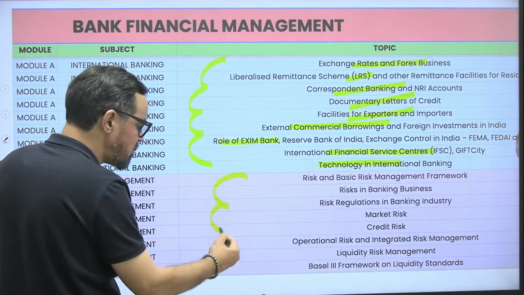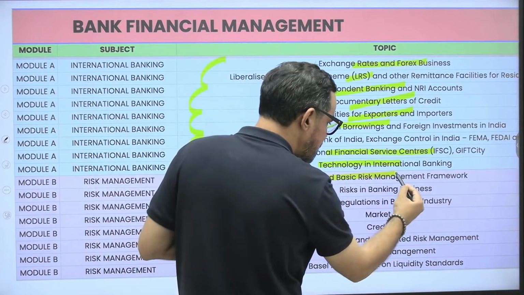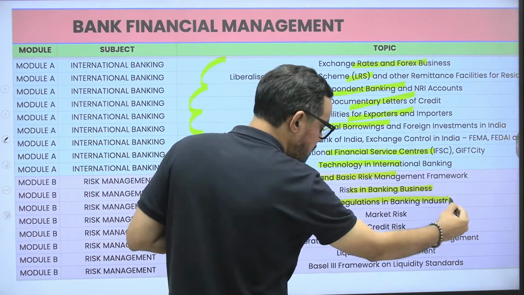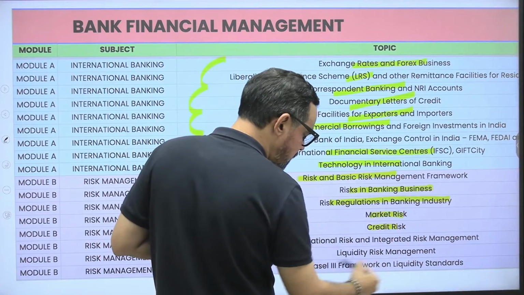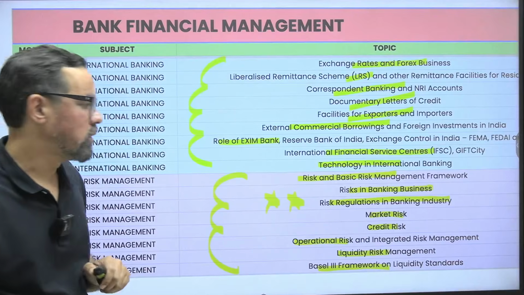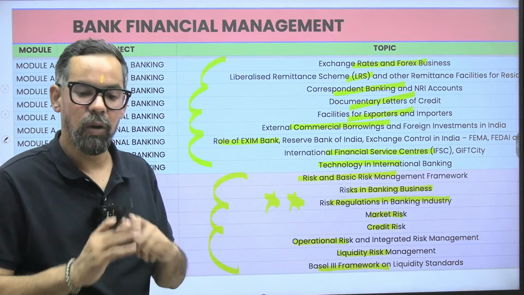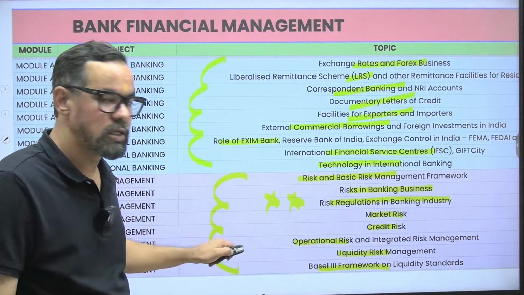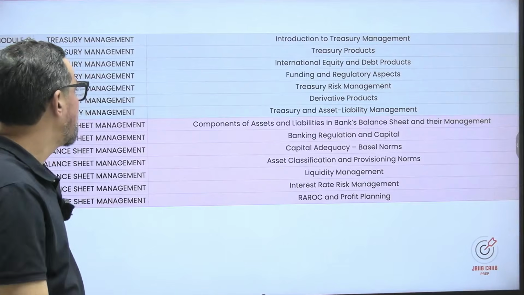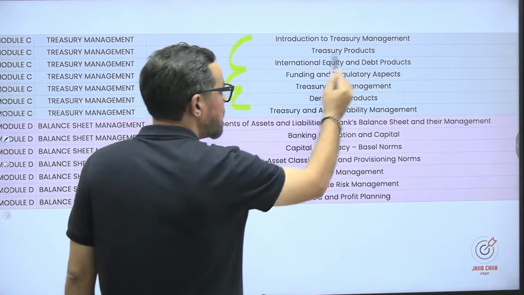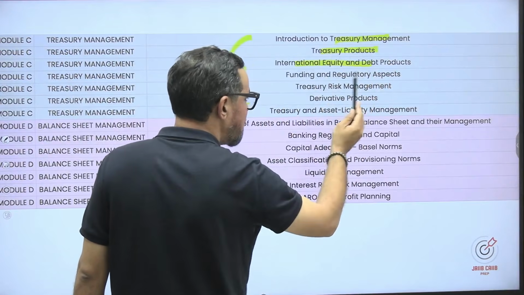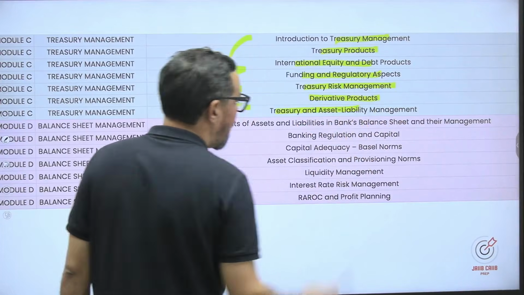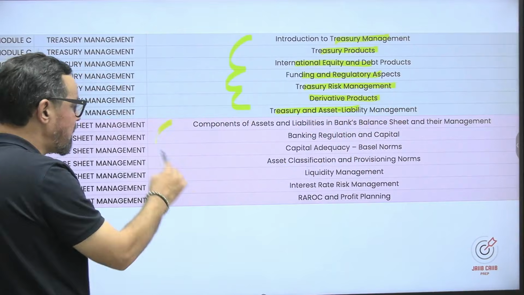Then we have risk management, B, risk and basic risk management process, and this unit 13, a very very important one, risk regulation. Then market, credit, operational, liquidity, and guidelines around this. Okay? This module is all about the basic Basel related guidelines and regulatory guidelines. Any updates that you have to consider, right? Next one, C, treasury. So treasury product, international equity and debt, funding and regulatory aspect. Then we have treasury risk management, derivative, and treasury ALM. Last one is balance sheet management.